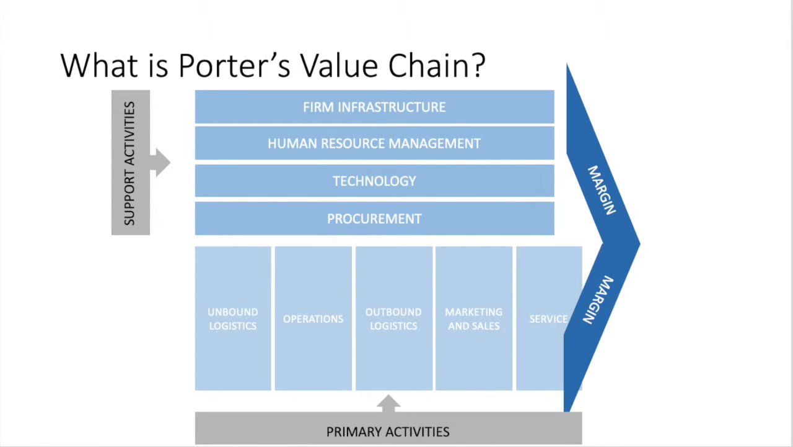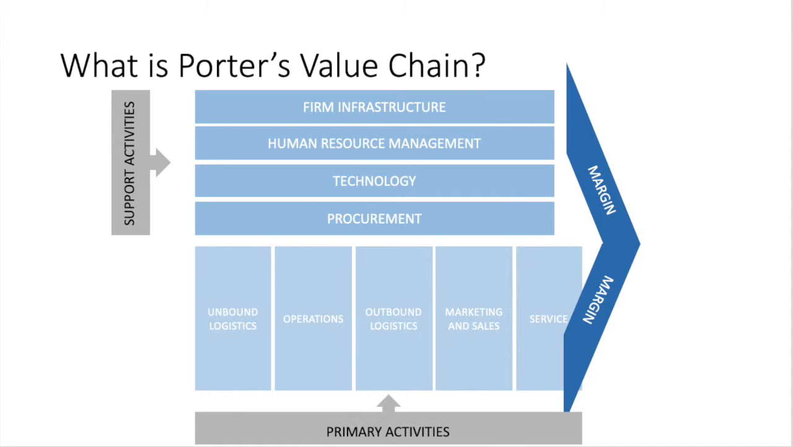The final one is Porter's value chain. I wasn't very familiar with this one, so I hope that if you're not familiar, I can walk you through it, and we can all kind of learn together about what this one is and how we can use it. As you can see at the top, it says firm infrastructure, human resource management, technology, and procurement. These are the support activities, whereas at the bottom we have inbound logistics, operations, outbound logistics, marketing and sales, and service as our primary activities, with margin on the side.